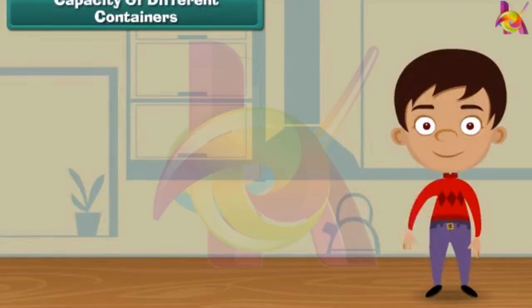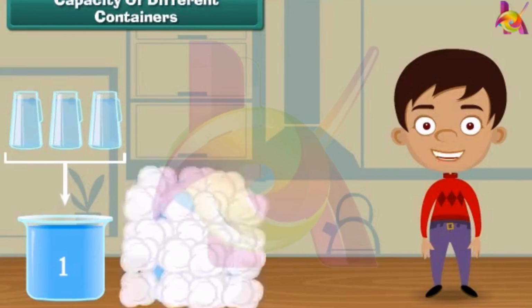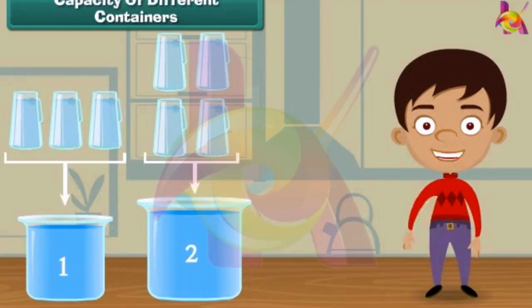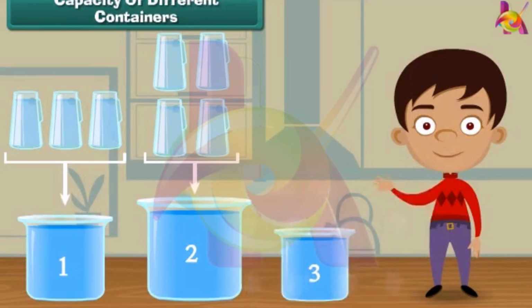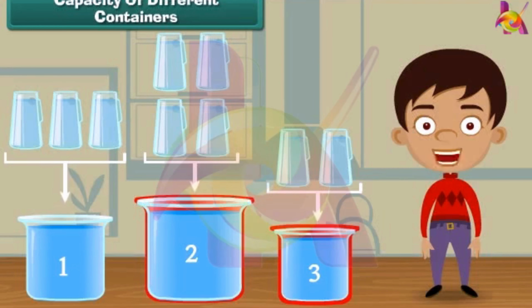Friends, we have seen that vessel 1 is filled with 3 jugs of water. Vessel 2 is filled with 4 jugs of water, and vessel 3 is filled with 2 jugs of water. It means vessel 3 holds least water, and vessel 2 holds most of the water.